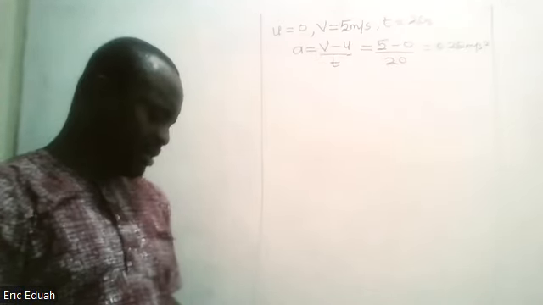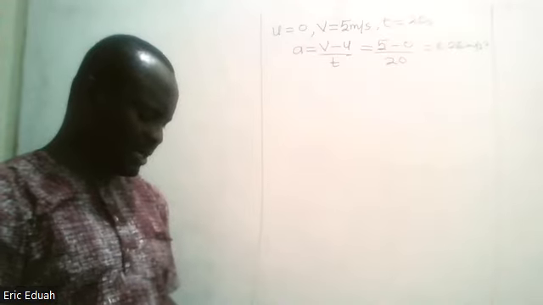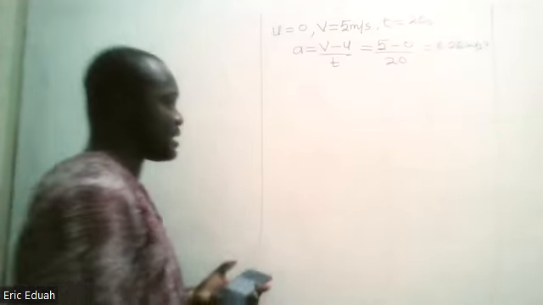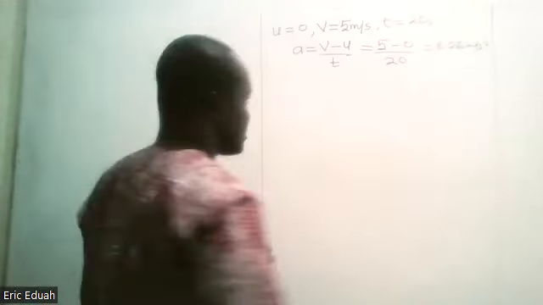It maintains this velocity for 10 seconds. So during the second part of the motion, we are told the velocity is maintained. So U is equal to V, and they are all equal to 5 meters per second within a time of 10 seconds.